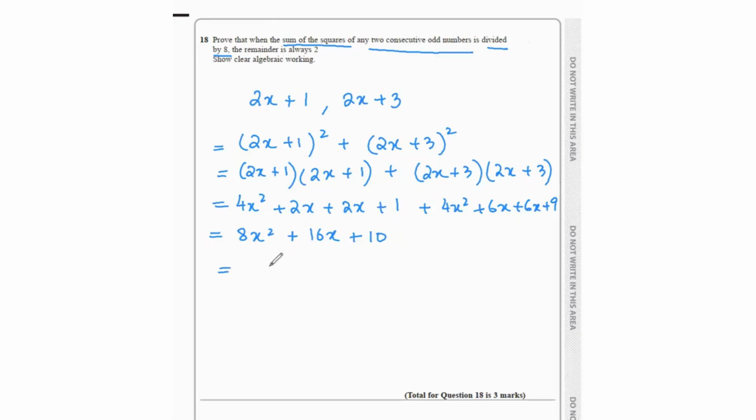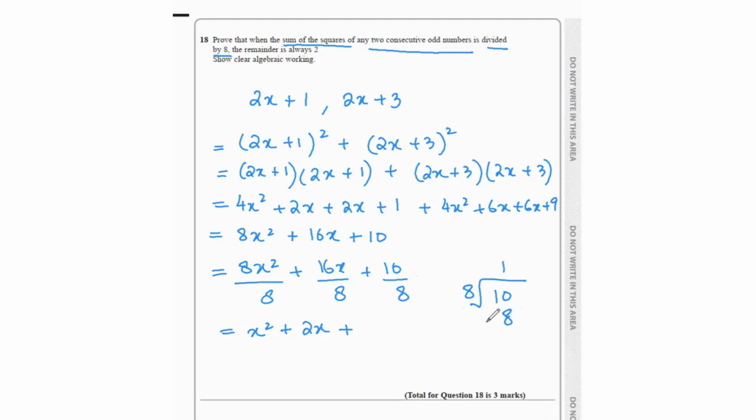So now when you divide this by 8, let's take 8 common. 8x squared divided by 8, 16x divided by 8, and 10 divided by 8. All numbers get divided by 8. 8x squared divided by 8 is x squared. 16x divided by 8 is 2x. As you know, 10 does not come in the 8 times table, so we can't fully divide it. So if we do 10 divided by 8, 8 ones are 8, minus 2. So 2 is our remainder.